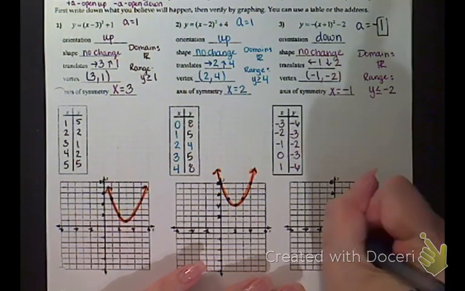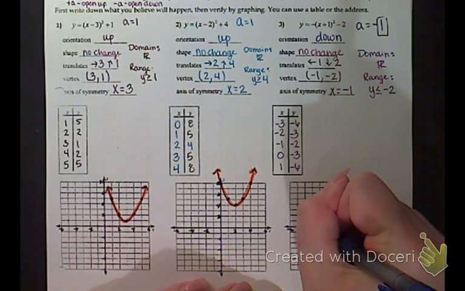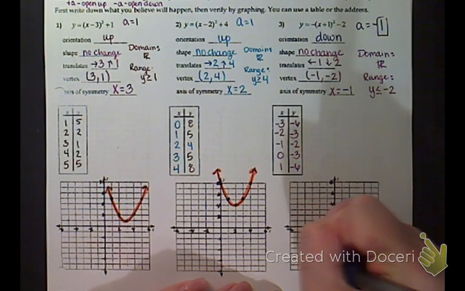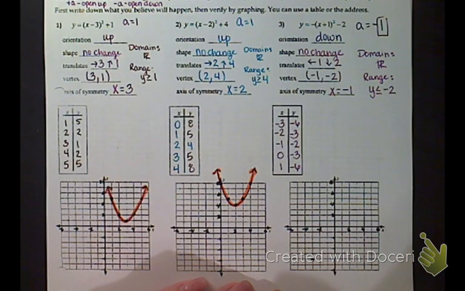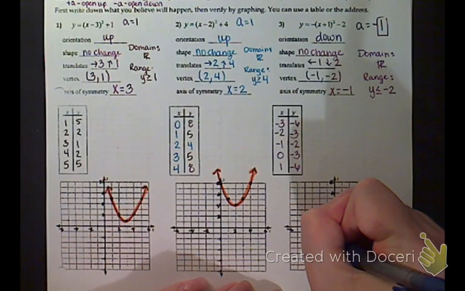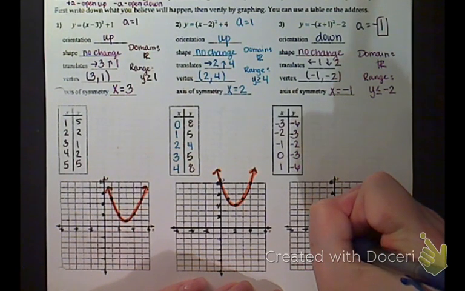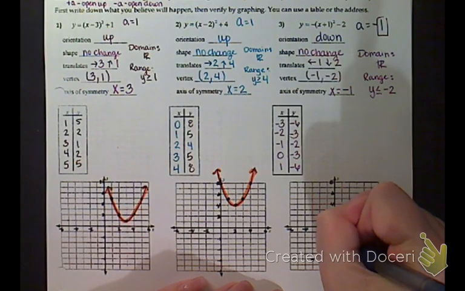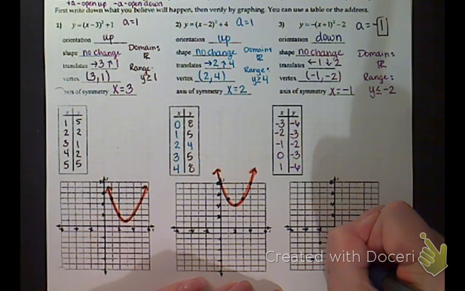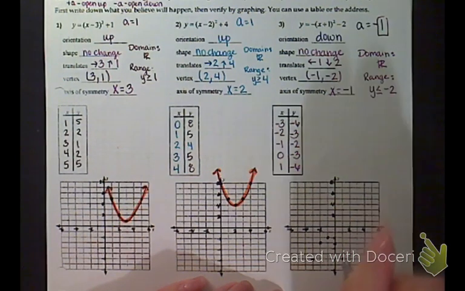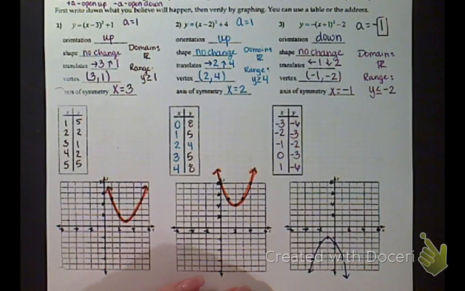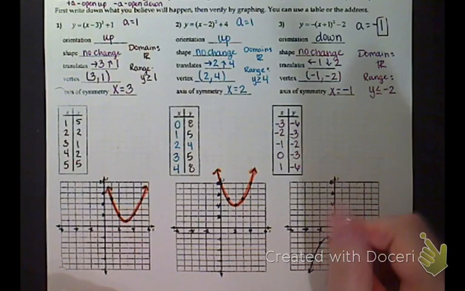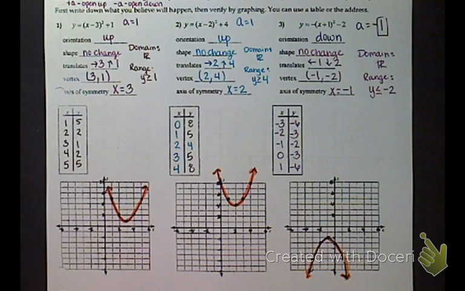Ready? So negative 3, negative 6, 2, 4, 6. Negative 2, negative 3, negative 1, negative 2, 0, negative 3, and 1, negative 6. Okay, so here is this graph. So it has a normal shape, but the orientation now is down. My graph face is down.